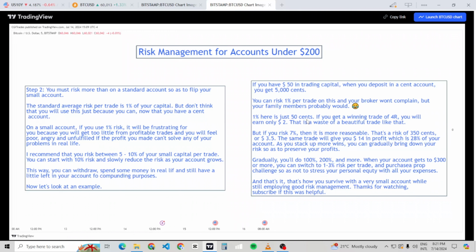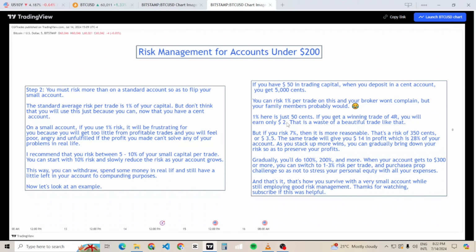If you get a winning trade of 4R, which is quite impressive, because 3R is standard and good, that is, 4 times the profit of what you risk. You're risking 50 cents here, and you get 4 times profit. You will get only $2. $2 is how much? 3,000 naira or so.